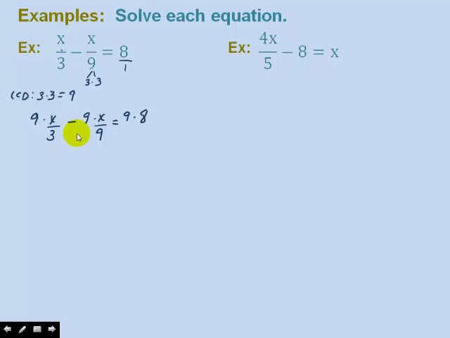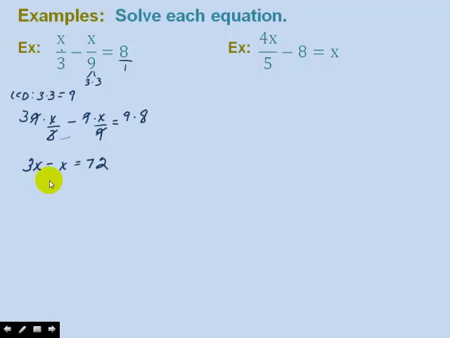Now we're going to do cancellations. And as I said before, if we've chosen the right LCD, we should be able to cancel common factors so that it takes out all of our denominators. So here we can cancel the 3 and the 9 up here. So it leaves us a 3 in the numerator. Here we can cancel the 9s, both of them. And here we're not canceling anything. So we end up with 3x minus x is equal to 9 times 8, which is 72.